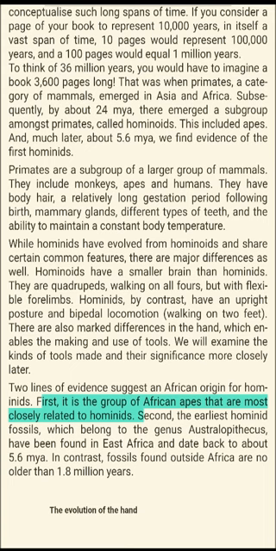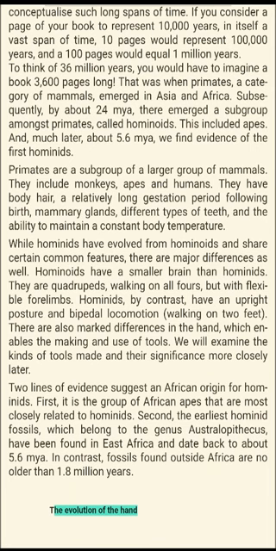Two lines of evidence suggest an African origin for hominids. First, it is the group of African apes that are most closely related to hominids. Second, the earliest hominid fossils, which belong to the genus Australopithecus, have been found in East Africa and date back to about 5.6 million years ago. In contrast, fossils found outside Africa are no older than 1.8 million years.